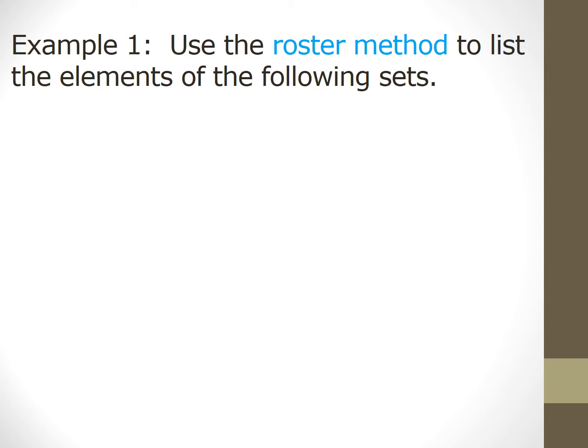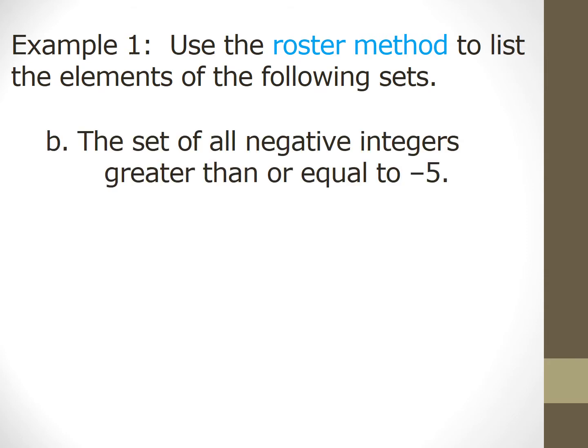Use the roster method to list the elements of the following sets. We're going to begin with the set of all negative integers greater than or equal to, that's important, equal to -5. And this is what it looks like. Again, equal to -5, make sure that we include -5, and the roster method makes sure that we're just listing all of the members separated by commas and using these braces.